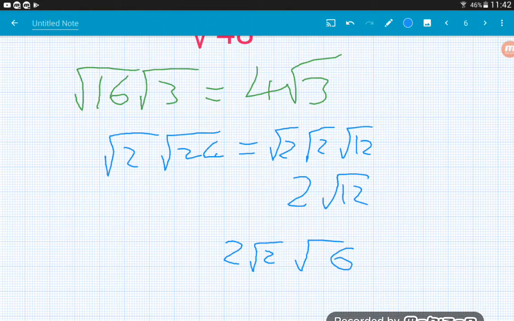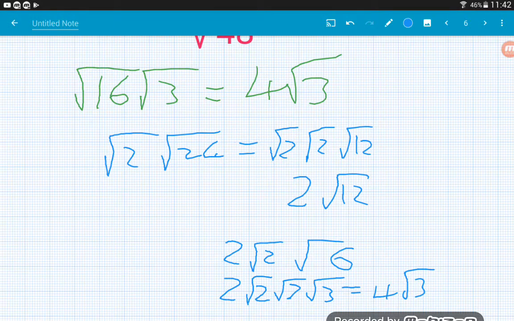Now we can't simplify root 2 or root 6 separately, but what we can do with root 6 is write it as root 2 root 3. So then we've got 2 times root 2 root 3. Now that root 2 times root 2 in the middle is going to become a nice normal 2. So what we've got here is 2 times 2 root 3, so 4 root 3 again. Okay, let's look at the next one.